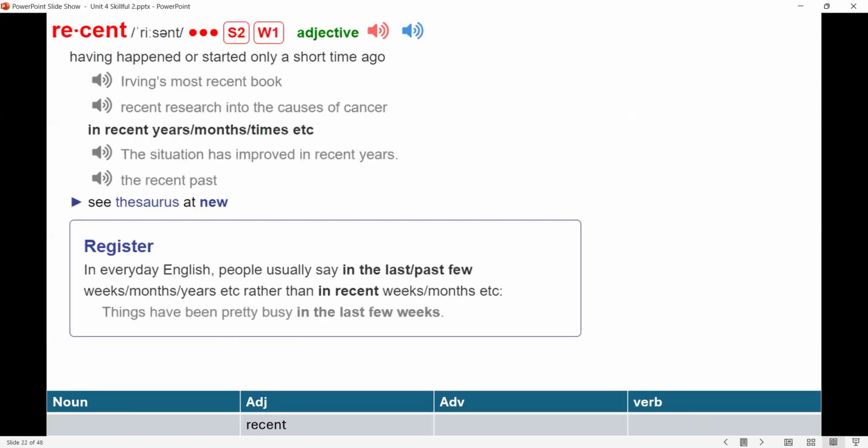Recent. Recent means new, having happened or started only a short time ago. Recent research, recent book, in recent years, in recent months, in recent times. The situation has improved in recent years. In everyday English, people usually say in the last few weeks or in the past few months or years. But in academic English, you can say in recent weeks, in recent months.